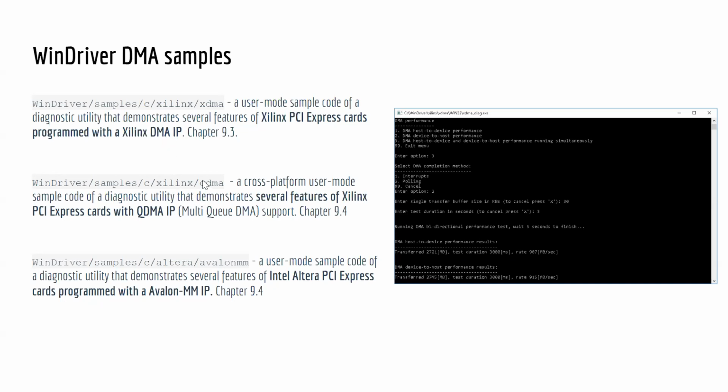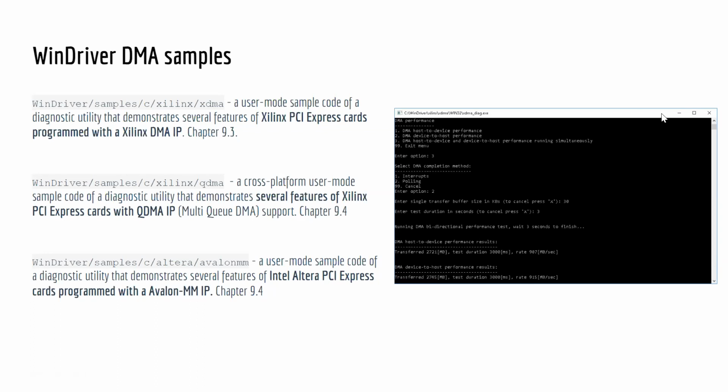It's the same for QDMA: you have the QDMA IP sample from Xilinx. And we have the Intel Altera PCI Express card, Avalon memory mapped IP. So for each of these, we have a sample. Again, it's not plug and play, or one should not expect it to be plug and play, but after being modified and customized for your specific device and IP, you can get the DMA done fairly quickly.